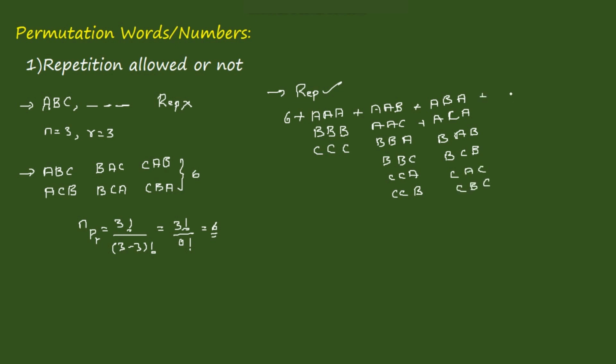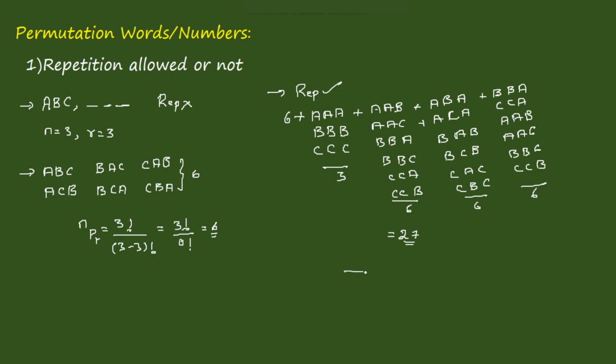Plus we can also write in the form ABB, ACC, and then ABC, ACB, BBC, and CCB. So totally how many do we get? This is 3, this is 6, this is 6, this is 6. Again 6 plus 6, 4 times, 6 times 4 is 24, and 24 plus 3 is equal to 27 times we can do it in the case of repetition.